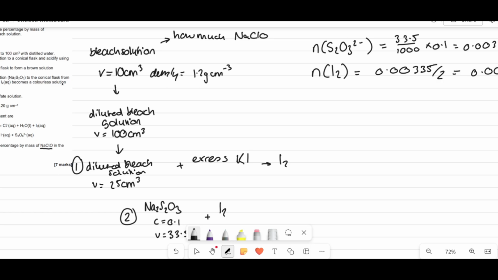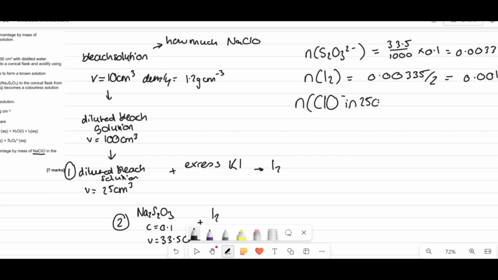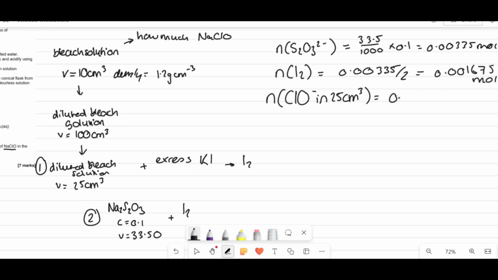Or you can just use your head a little bit. This I2 all eventually came from the bleach in 25 centimeters cubed. So you will forcibly make yourself say the moles of the ClO minus, because I'm using this equation now, in 25 centimeters cubed is also going to equal 0.001675 moles, right? Because then you can't screw this up, because if you want to work backwards and then backwards again, can you see how it's all coming together?